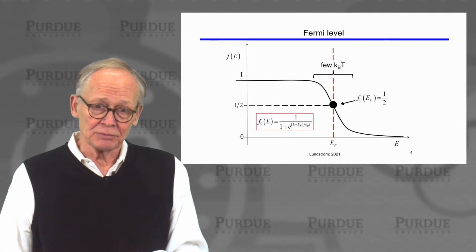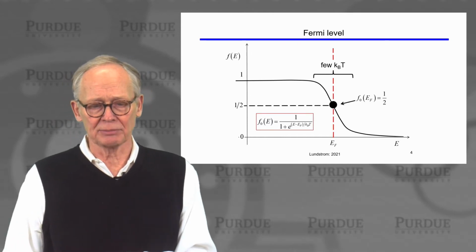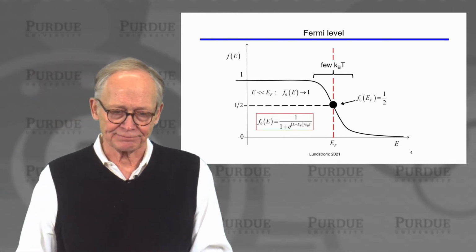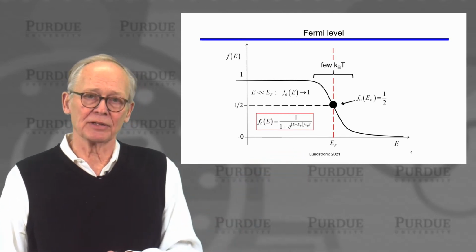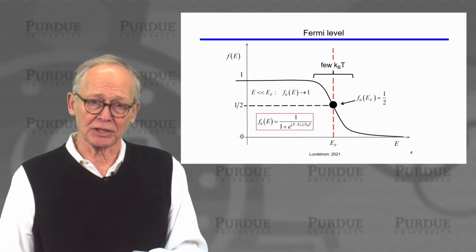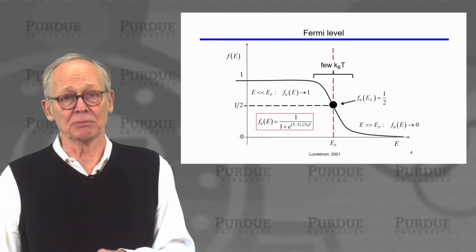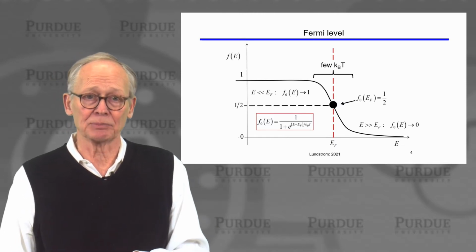The transition from probability 1 to probability 0 occurs over an energy range of a few kT. As we go to energies that are much below the Fermi energy, the probability that the state is occupied approaches 1. As we go to energies that are much above the Fermi energy, the probability that the state is occupied approaches 0.